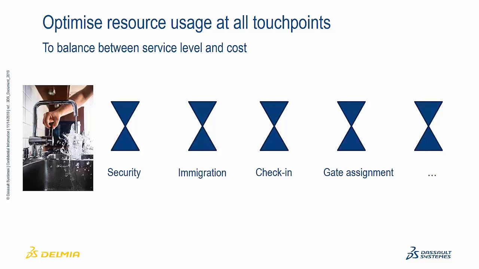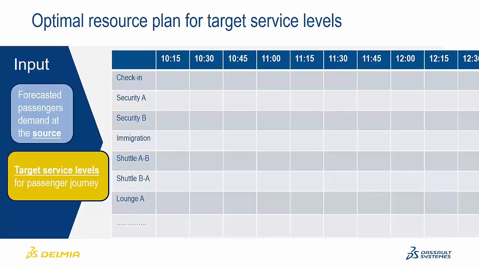And what we try to do here is, of course, balance between the service level and the cost. If we open the tab at all touch points, we increase capacity to the max at all the touch points, then of course service levels will be highest, but we will have a lot of unused resources. And so it's about basically opening the tab just enough at each of these touch points in such a way that the overall passenger journey is being optimized.